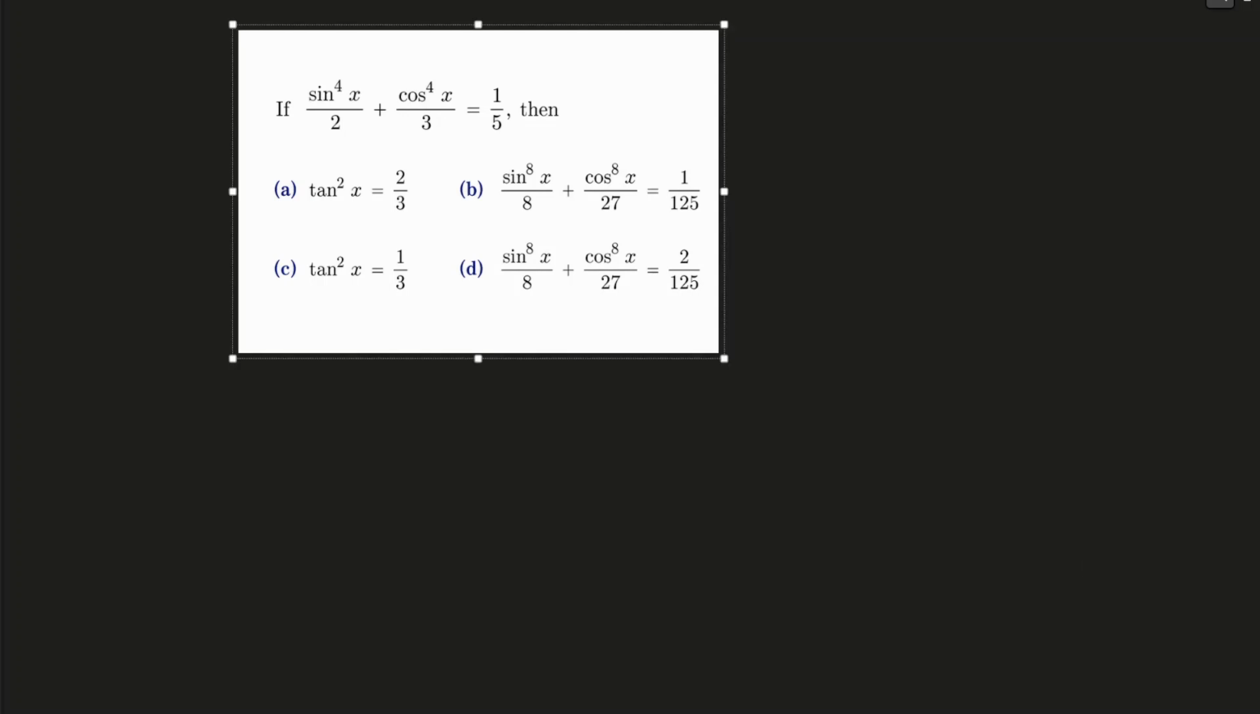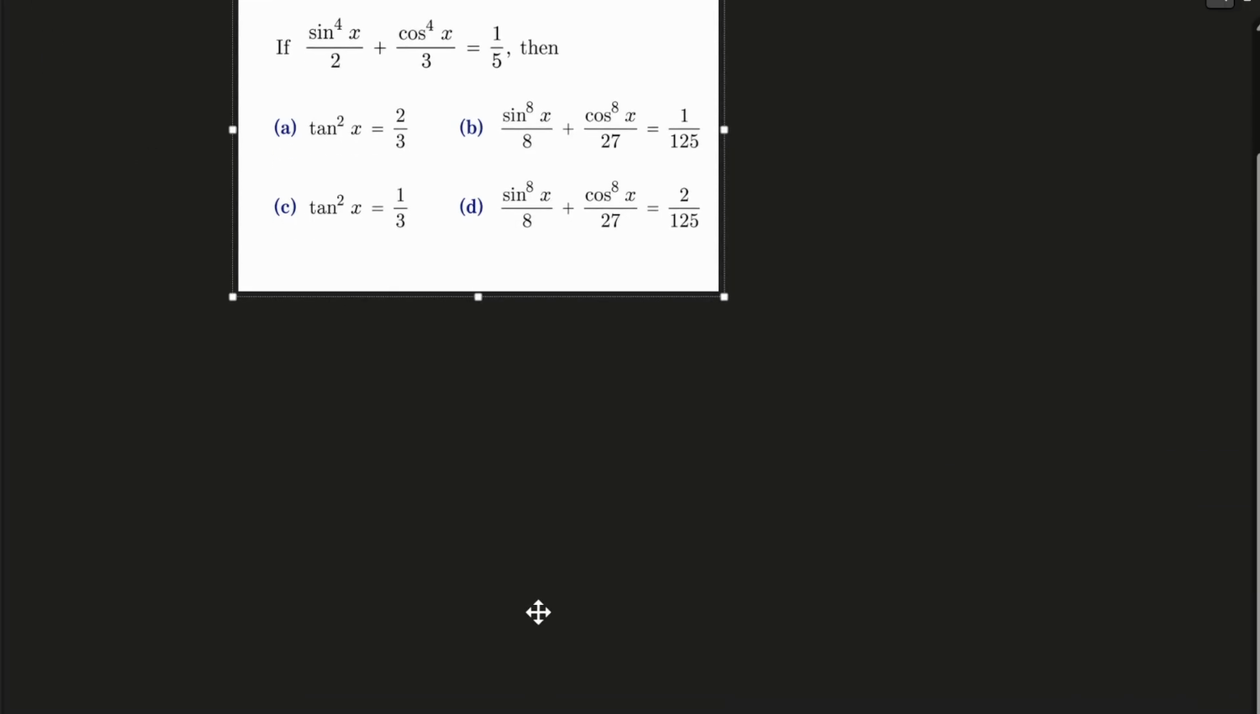Today I've got this problem from trigonometry from JEE Advanced back in 2009, and here we have a trigonometric equation given and we have to find the values of tan square x and this whole expression. As you can see, it's a multiple correct question, so make sure you give it a try before looking at my solution. So let's begin.